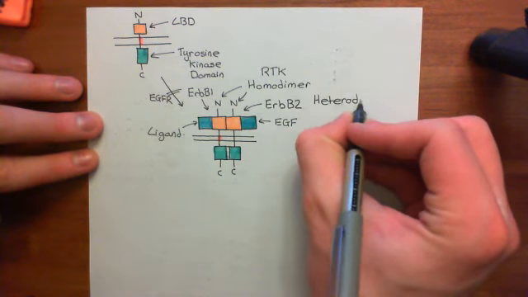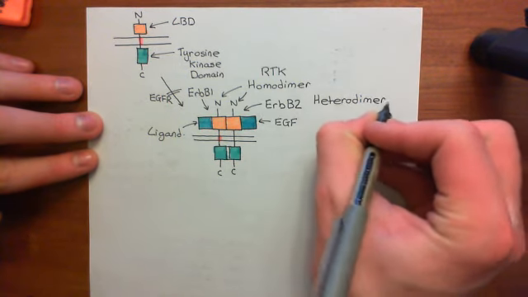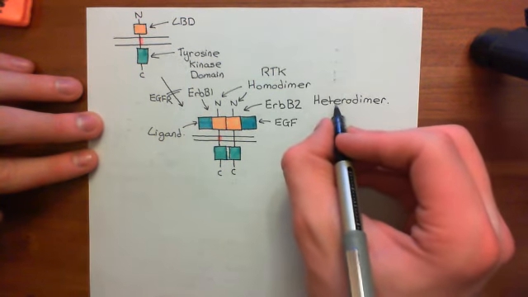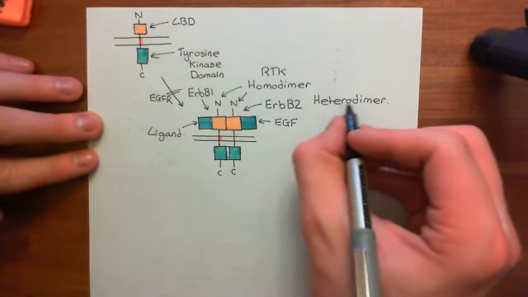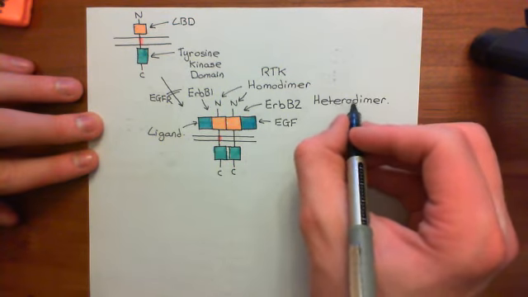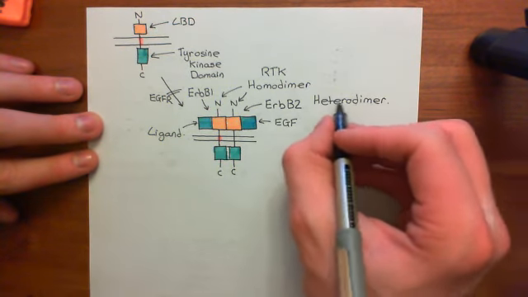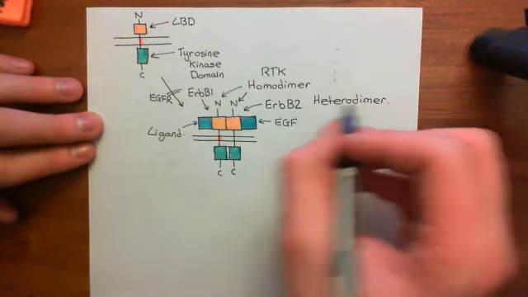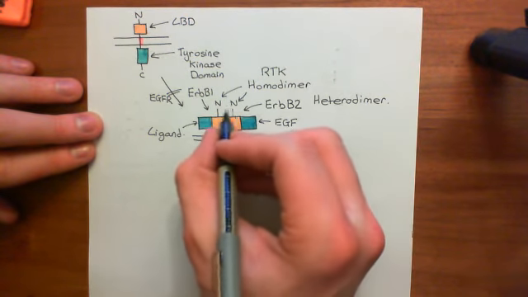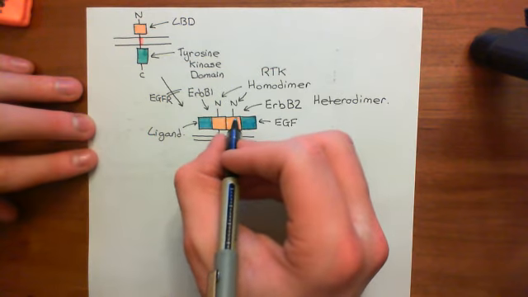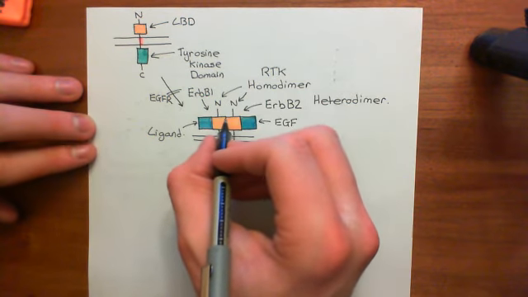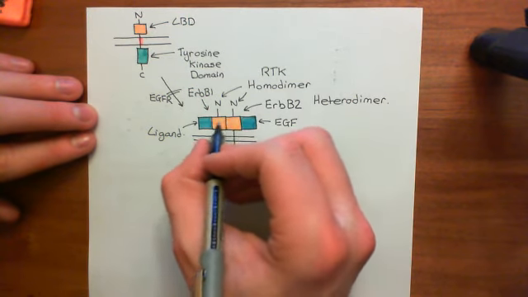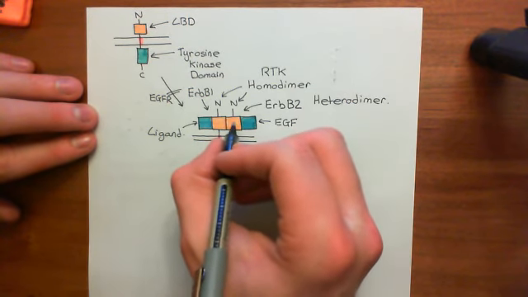So you can form heterodimers between two different receptor tyrosine kinases, but in order for this to occur, they have to be within the same family. You can't have two ridiculously different receptor tyrosine kinases binding together, because remember, they need to have the same sort of ligand binding domain here, and we talked about the fact that receptor tyrosine kinases that aren't in the same family don't have similar ligand binding domains, whilst those in the same family do.